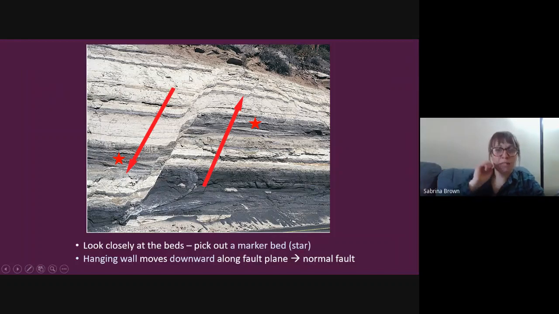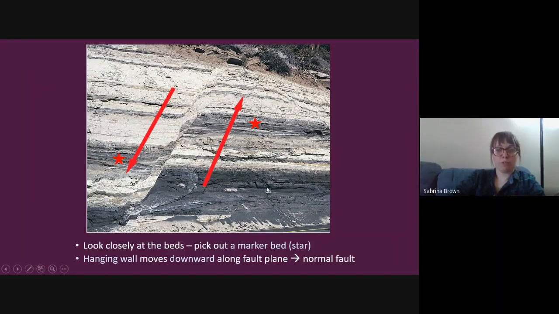And then these rocks were all originally horizontal layers, so let's find a good marker bed or a good nice layer. This black one between the two white layers is a good one. We see it over here, and we see it over here. And what we see is it was originally a flat line, but our head wall has moved down relative to our foot wall. And if our head wall moves down relative to our foot wall, that means that we have a normal fault.